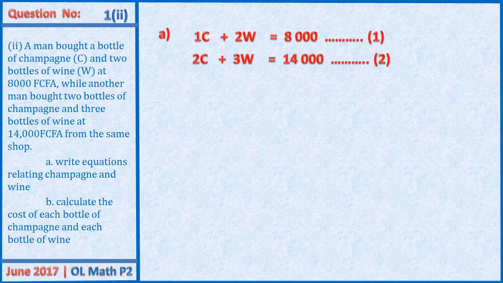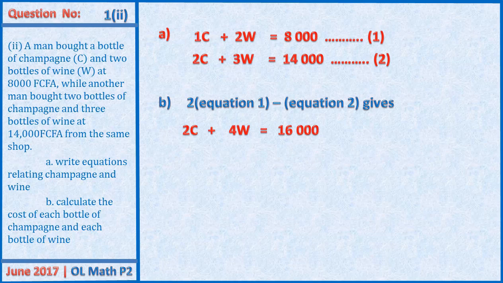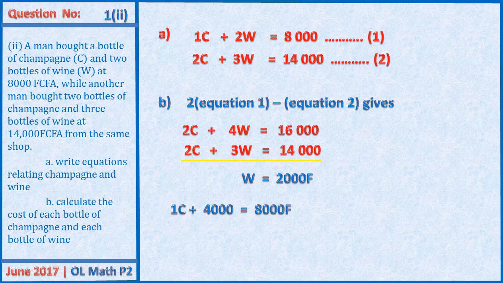Now B says you calculate the value of each item. So 2 times equation 1 minus equation 2. 2 times equation 1 gives us 2C plus 4W equals 16,000. We leave equation 2 the same as it is. We can now subtract. 4W minus 3W gives us W equals 16,000 minus 14,000 equals 2,000. So wine is 2,000.